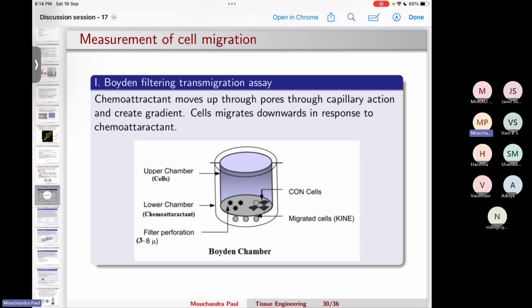First is the Boyden filtering transmigration assay. Here there are two chambers, an upper chamber and a lower chamber. In the upper chamber, you add some cells, and in the lower chamber, you add the chemoattractant. Cell migration always happens in the presence of some chemokine, because the cell is trying to migrate towards the source of this chemokine. You know this already. That is why a chemoattractant is present in the lower chamber. After some time, they see whether the cells have transmigrated from the upper chamber to the lower chamber.